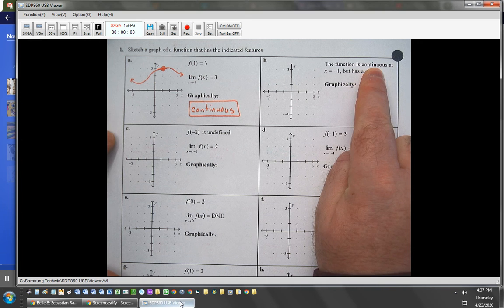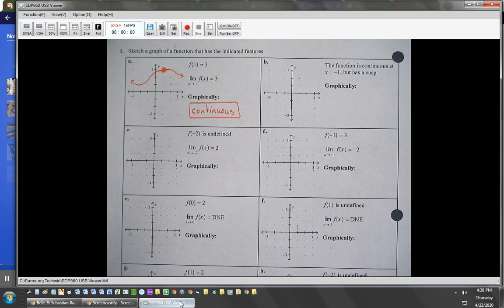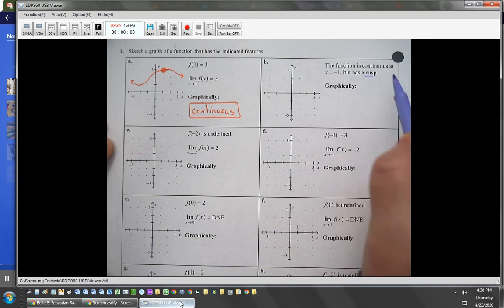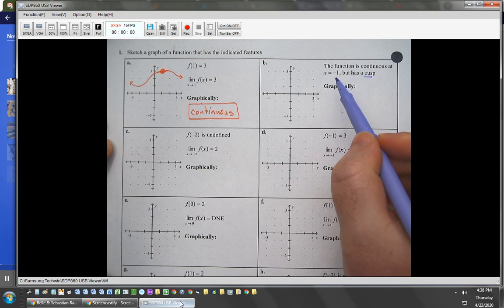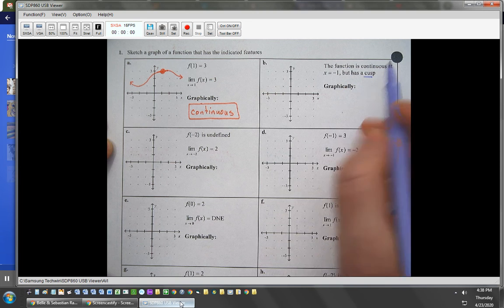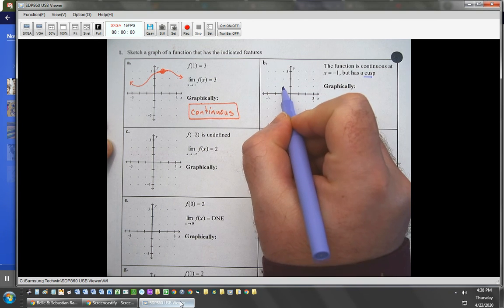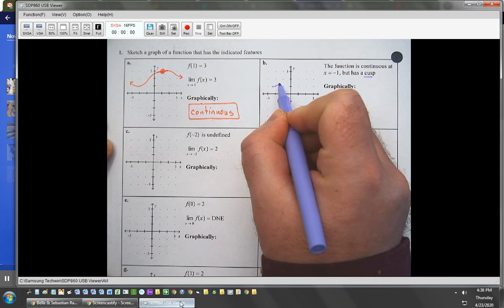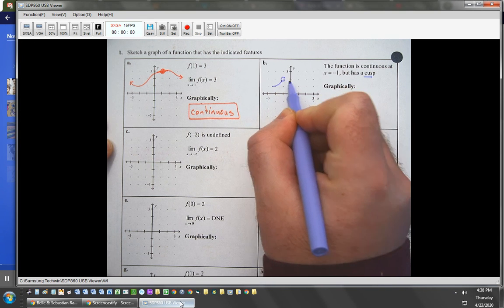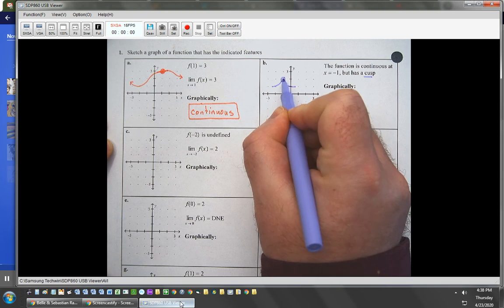At x equals -1, a cusp appears. So this is more for my AP Calc kids. I just want to talk about what this word cusp means and what that looks like. So my graph just has to meet at -1, but it has to create a cusp. A cusp looks something like, it didn't say where we had to meet, so I'm going to say, okay, I'm going to meet here. This is what we call a cusp. It's also known as a sharp turn.